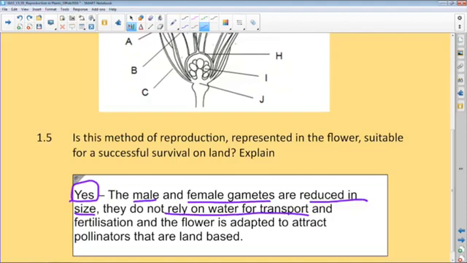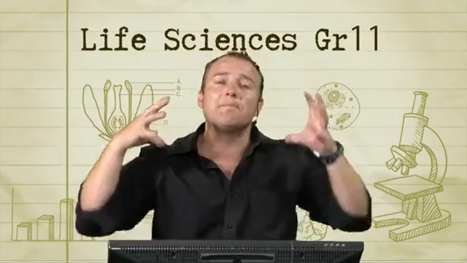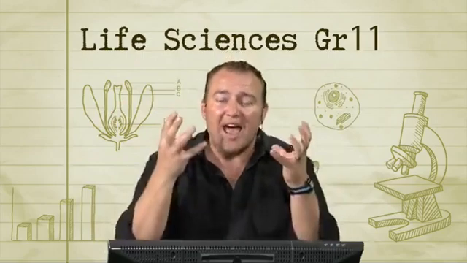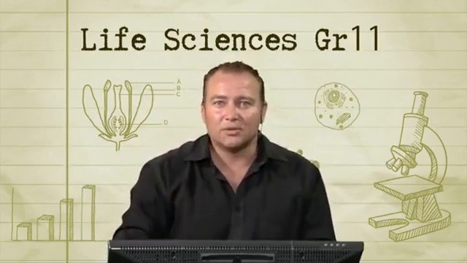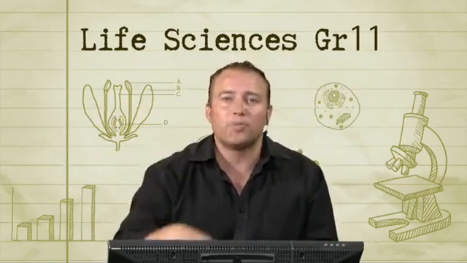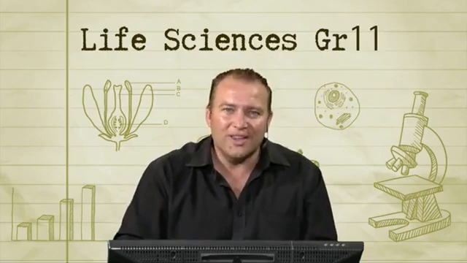And then you've got the last one: the fertilization, and the flower is adapted to attract pollinators that are land-based. It means that they are built and adapted to do a fantastic job. Even if we are not pollinators, like you and me, we are attracted to the petals. It just shows you how good they really are.